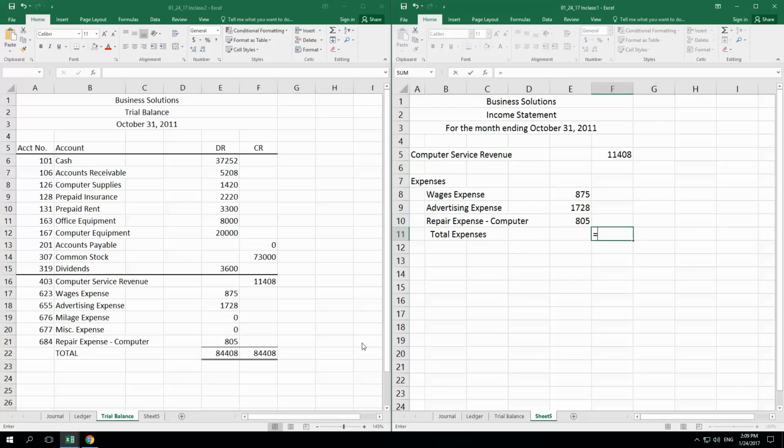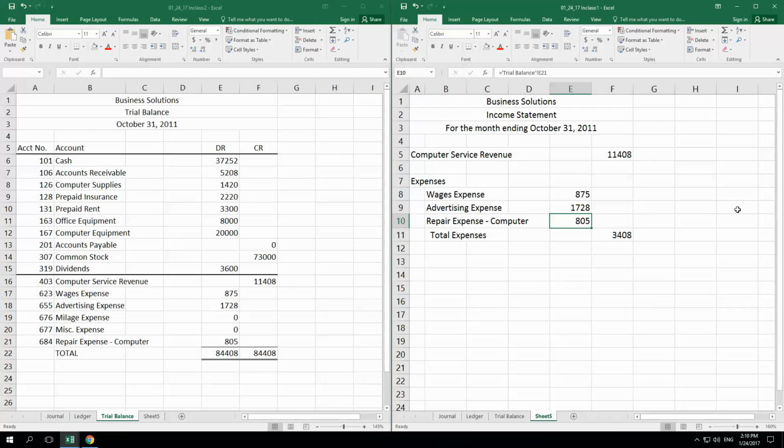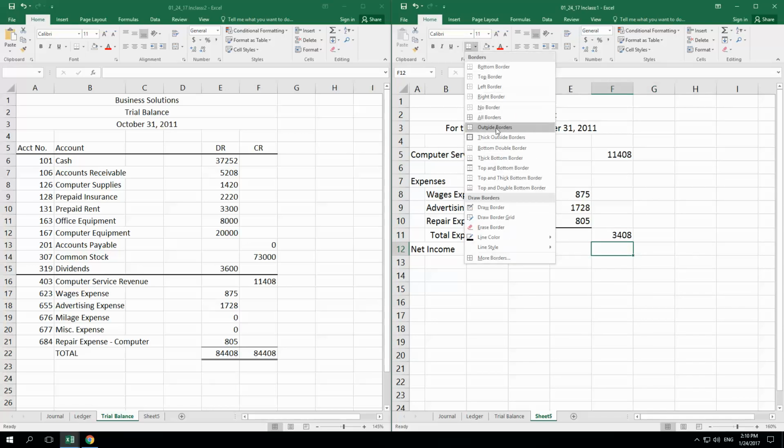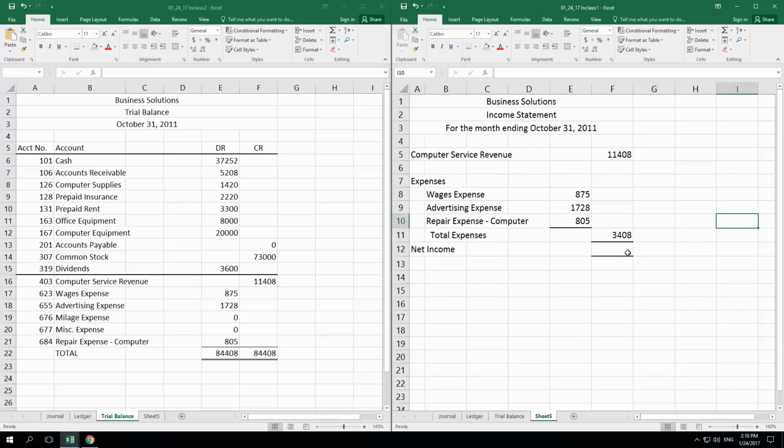I'll tally up my expenses, so I'm adding up the expenses. And then you guys remember how to get the net income? Revenue minus expenses. Okay, so my net income will be that 11,408 minus the total expenses of 3,408. So my net income is 8,000. Okay. Now what's the next financial statement that I make?